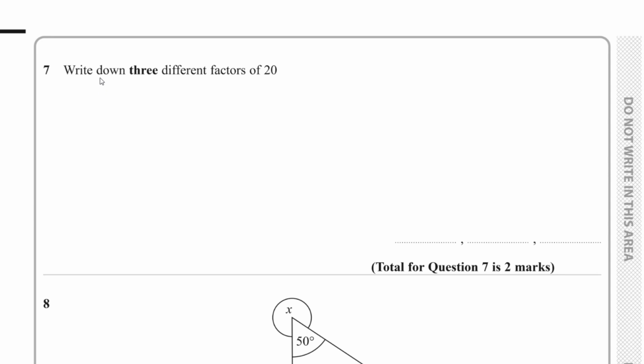Question number 7. We have to write down 3 different factors of 20. 1 times 20 is 20. 2 times 10 is 20. 4 times 5 is 20. Here are all the factors of 20. We only need to write down 3 of them, so we could have the 1, the 2, and the 4.